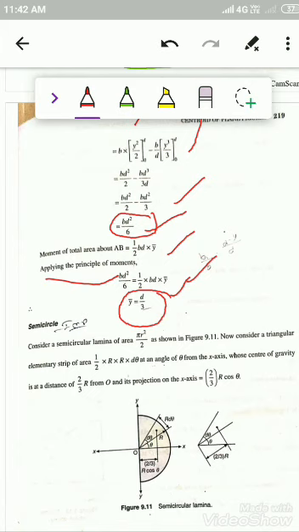Just go through this. The procedure is the same as for a rectangle, only there is some integration, and you should take some references for these calculations. Thank you.